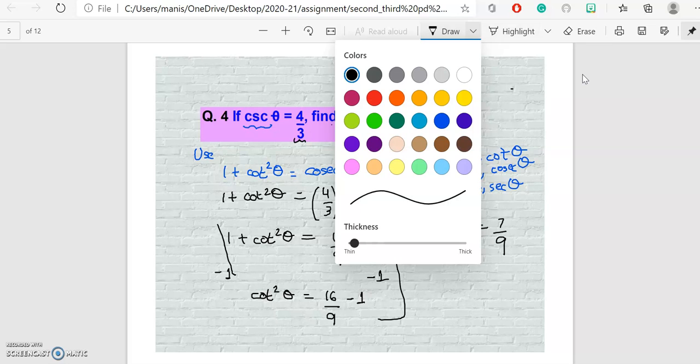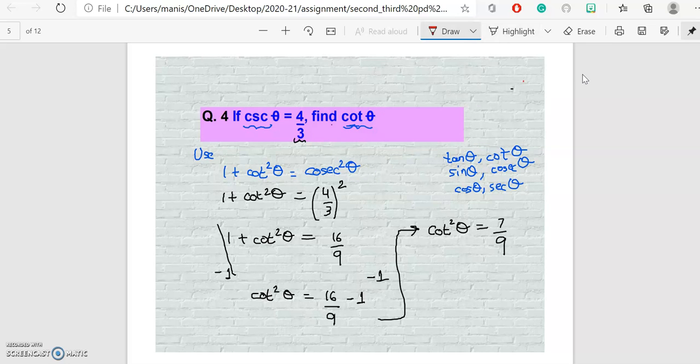Now after this step, the question is not asking for cotangent square, it is asking only for cotangent theta. So I will take the radical on both the sides. When I take the radical, this and this gets cancelled out. My answer is cotangent theta is equal to radical 7 over 9.